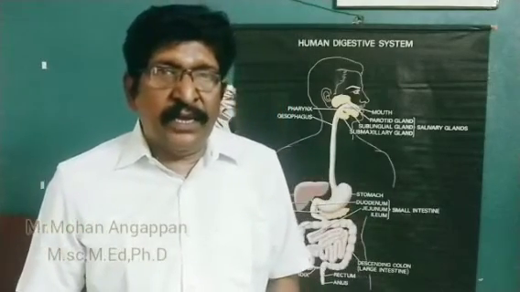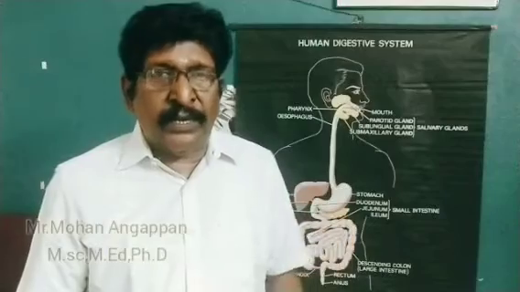The next comes the esophagus. In the esophagus there is no digestion, no absorption. It does one main function, peristalsis, that is the movement of the food into the stomach. From the buccal cavity, the food is moved into the stomach by the peristaltic movement of the esophagus.